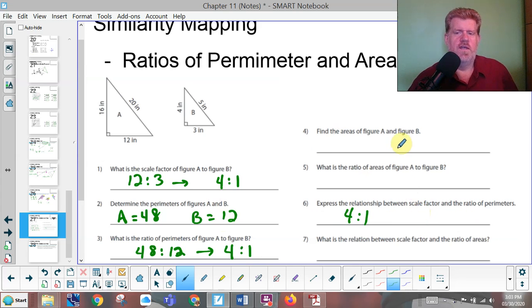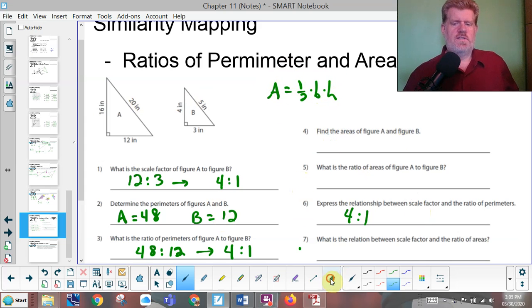Okay. Now the areas. So the area of this triangle, area of A. Remember, area is 1/2 base times height. All right, what is the area of A? Well, A is 1/2 base times height. And I've already figured out my calculator. 1/2 of 12 times 16 is 96. The area of B. Base and height is 4 times 3. 4 times 3 is 12. Half of 12 is 6. Is 96 to 6. Now that's a much bigger ratio than 4 to 1.